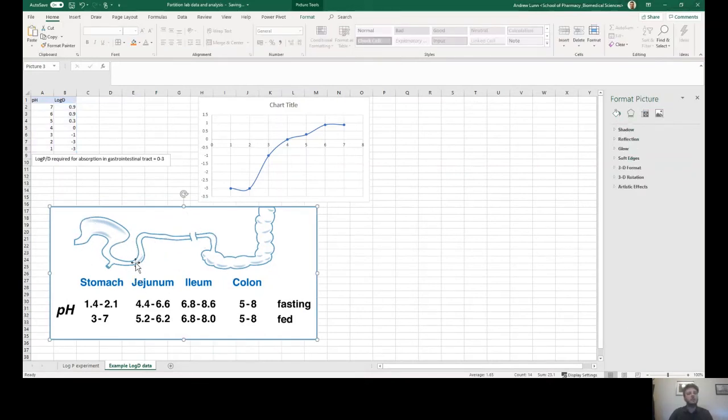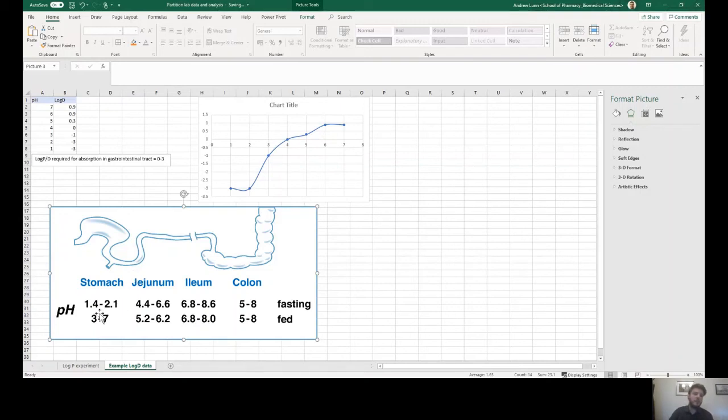We've got the stomach, the small intestines, where they've just put the jejunum and ileum on here, but we might also put the duodenum on there, maybe. And then we've got the large intestines going to the colon. And through there, we've got the different pH ranges that you might encounter going through the gastrointestinal tract. And this is question 7. So using this information and the fact that we know we need pH 4 to 7 for trimethoprim to be absorbed, where would you start absorbing trimethoprim in the gastrointestinal tract?